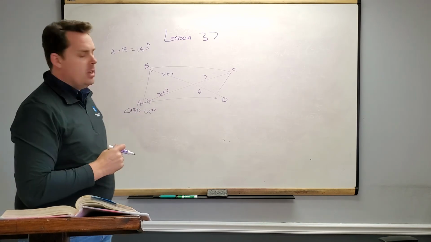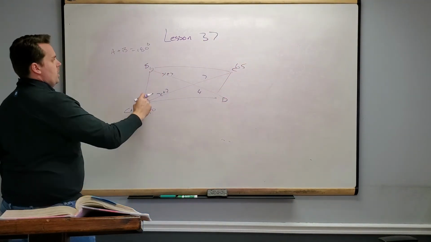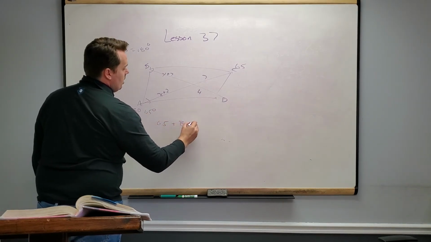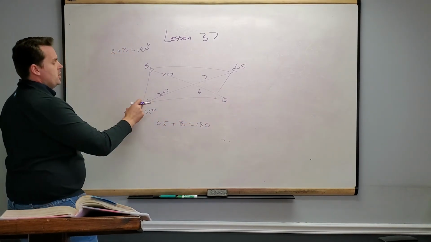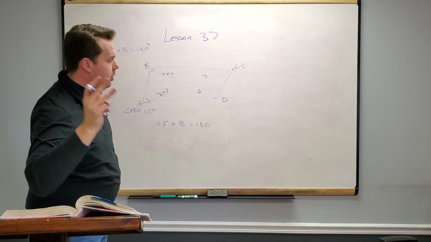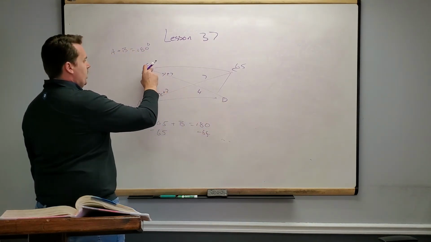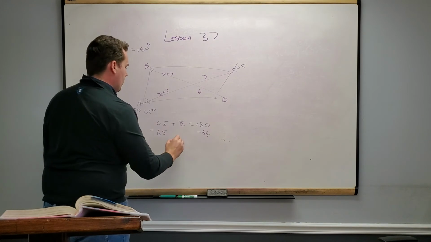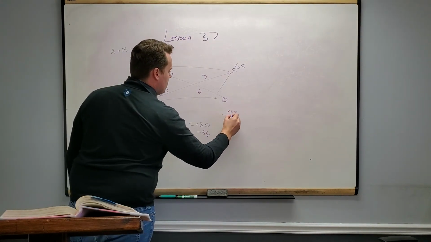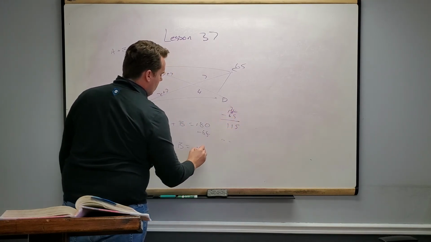So if this angle is 65 and this angle is 65, okay? 65 plus b equals 180 degrees, right? 65 plus b equals 180 because of rule number 3. Then if I subtract 65 from both sides, I'll find out what this measurement is, okay? And so b equals 180 minus 65, which is 115, okay?